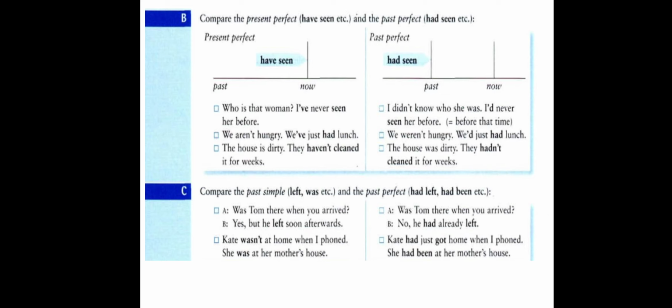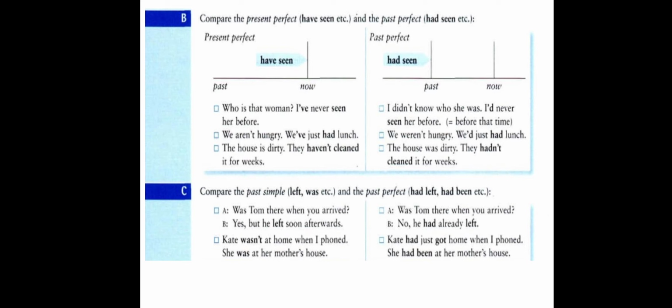He had left before you arrived with a gap of time, let's say half an hour or one hour between the two actions. One action preceded another. He had left before. This is the first action that preceded your arrival.